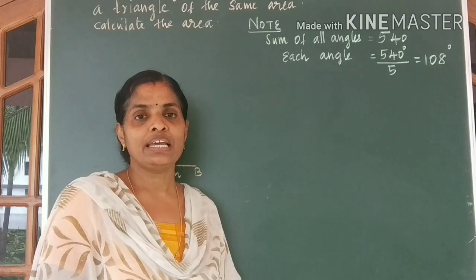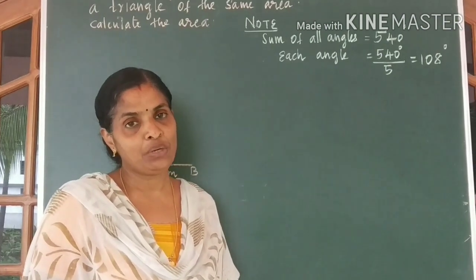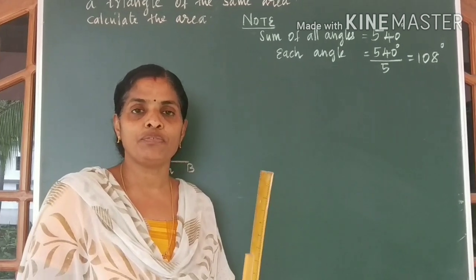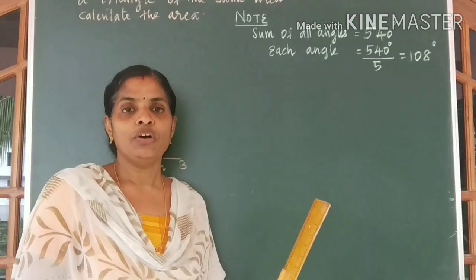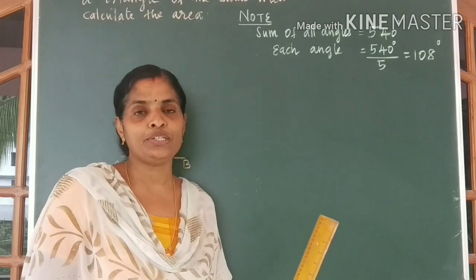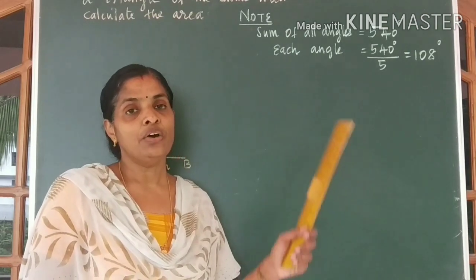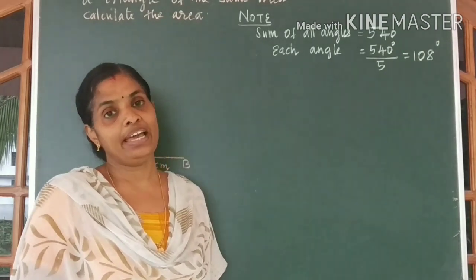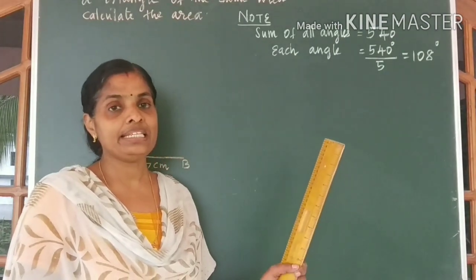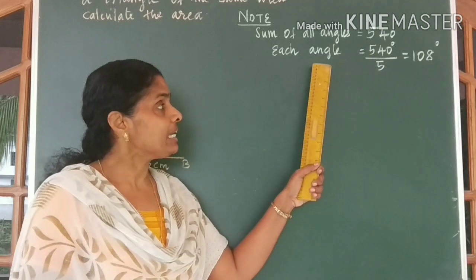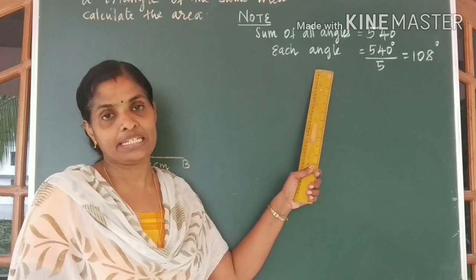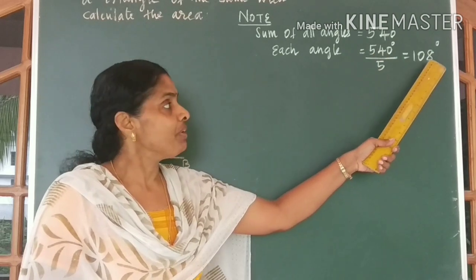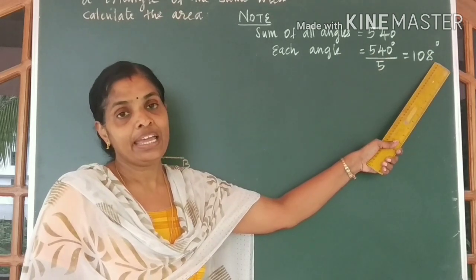It is because a pentagon can be divided into 3 triangles. The sum of angles of one triangle is 180. For a quadrilateral, 2 into 180 is 360. For a pentagon, it is 3 into 180, which is 540 degrees. From that we are finding each angle of a regular pentagon. It will be 540 divided by 5, which is equal to 108 degrees.